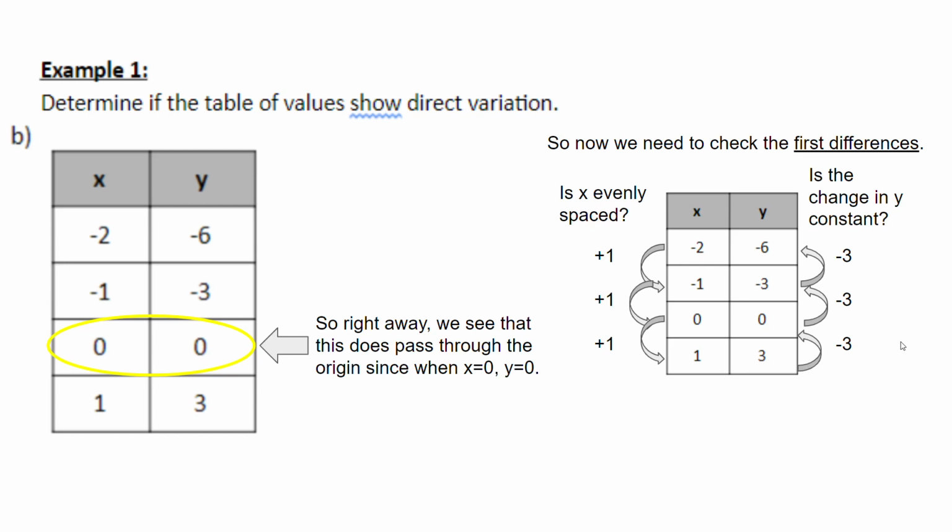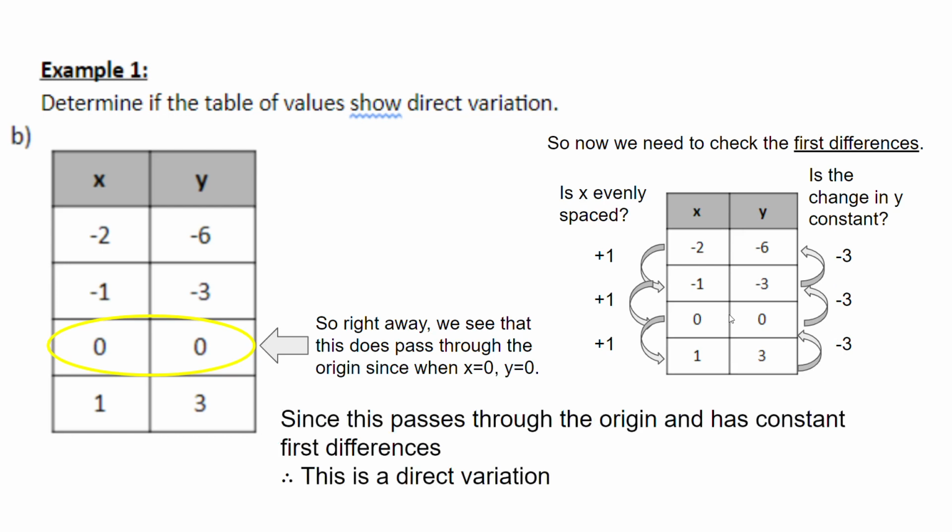It always goes from the bottom up, minus 3, minus 3, minus 3. Or from the top down, plus 3, plus 3, plus 3. Therefore, since this passes through the origin, and it has a constant first difference, then this is a direct variation.